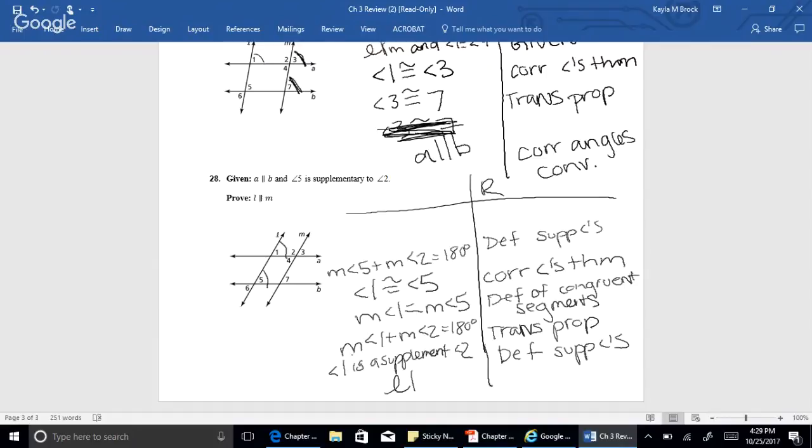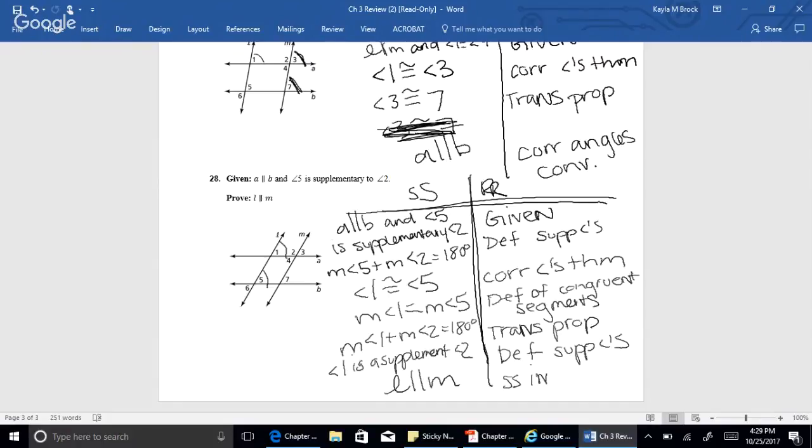And then L is parallel to M, by the same side interior angles converse theorem. Okay, I hope this video was helpful to you, and I hope that you watch it before our test on Friday.